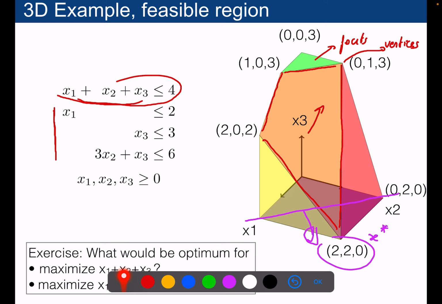If you go to 4 dimensions, you cannot represent it anymore, of course, but the intuition is still the same. You still have a polytope. It's only generalized to 4 dimensions, and so on. And you can really have linear programs and solve them with thousands of variables. But obviously, you don't have the graphical representation in that case.